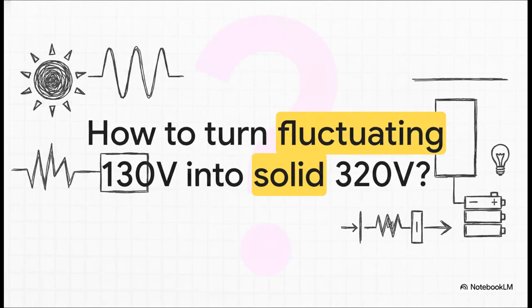So here's our core engineering puzzle for today. How exactly do you take a fluctuating, temperamental 130 volts of raw solar energy and basically force it into becoming a rock-solid, unwavering 320 volts of direct current? I mean, it sounds kind of like magic, right? But it's literally just pure power electronics. We're going to solve this puzzle together by building out our circuit virtually, block by block.